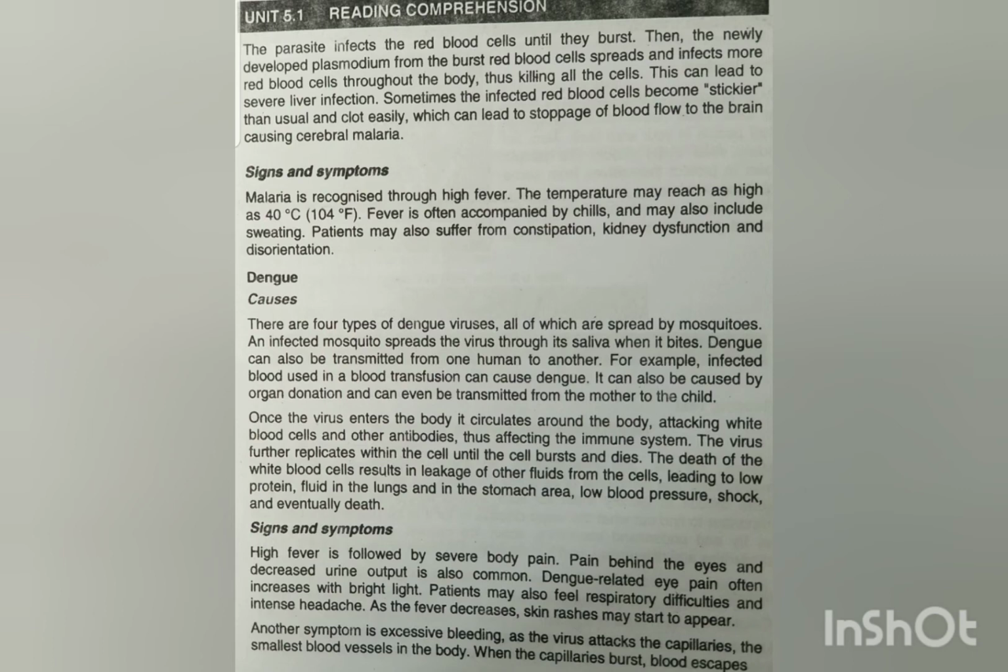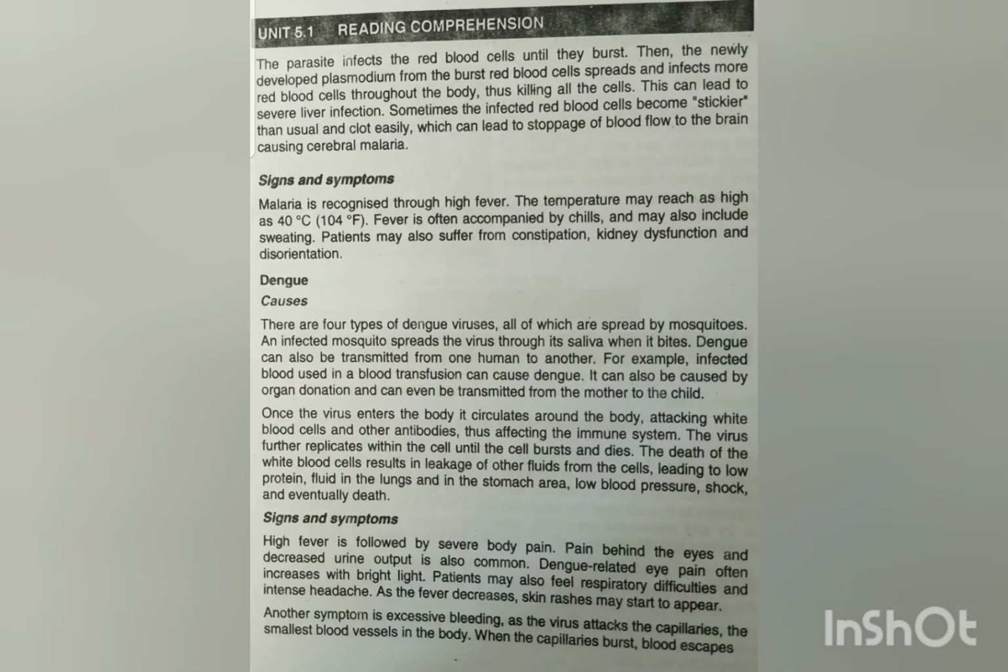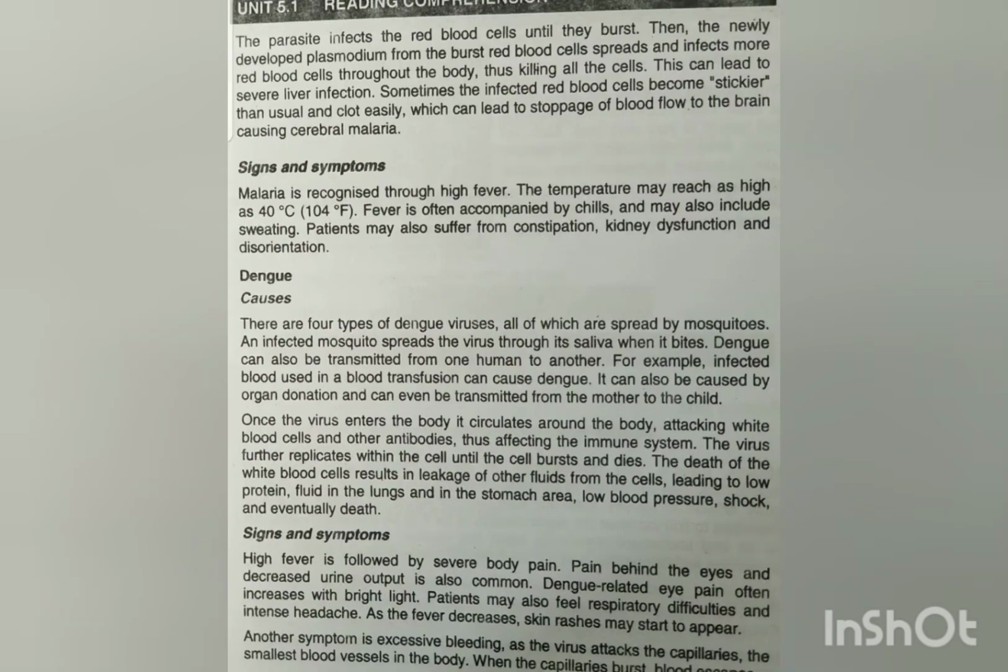Once the virus enters the body, it circulates around the body, attacking white blood cells and other antibodies, thus affecting the immune system. The virus further replicates within the cell until the cell bursts and dies. The death of the white blood cell results in leakage of other fluids from the cell, leading to low protein fluid in the lungs and in the stomach area, low blood pressure, shock, and eventually death.